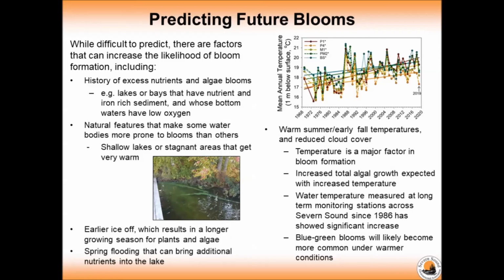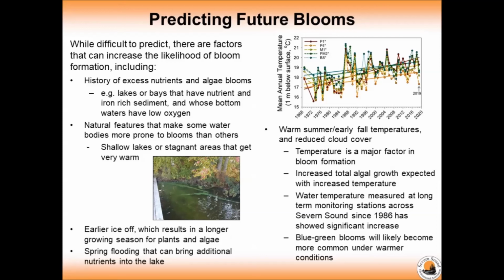And if the water body is deep enough and has low oxygen down at the bottom, this can sort of increase that risk of future bloom. Natural features make some water bodies just more prone to blooms than others. So very shallow lakes that get quite warm, or stagnant areas, again, that are still and warm.